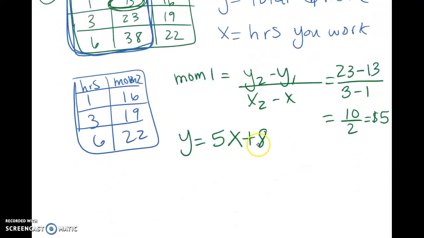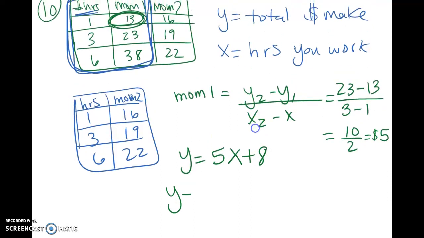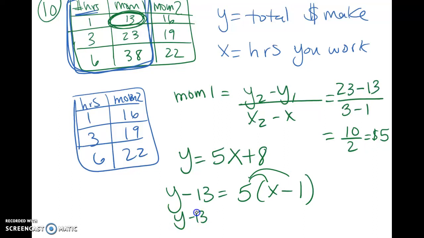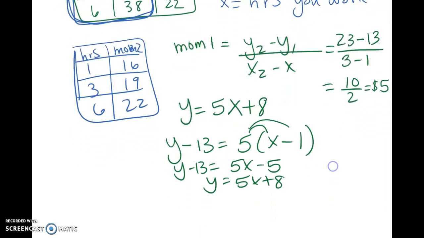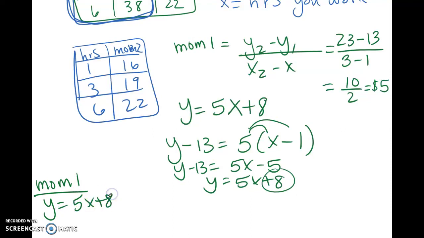Okay? If it doesn't make sense how we got the 8, then you could plug it into y minus y1 equals m times x minus x1. And we could solve this, and we would have y minus 13 equals 5x minus 5. Add the 13 over, and you would get y equals 5x plus 8. You see that? Okay. So that's just for mom 1. I have y equals 5x plus 8.